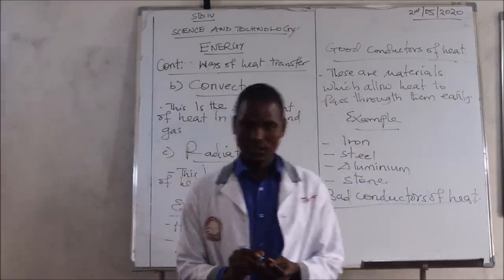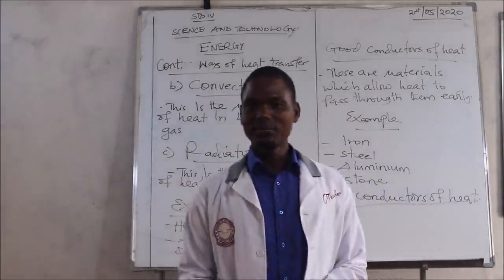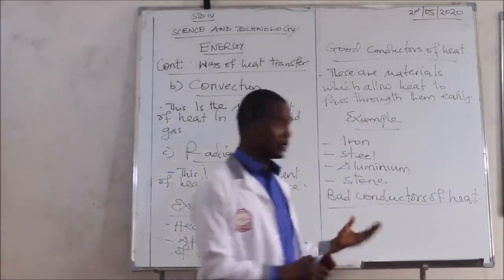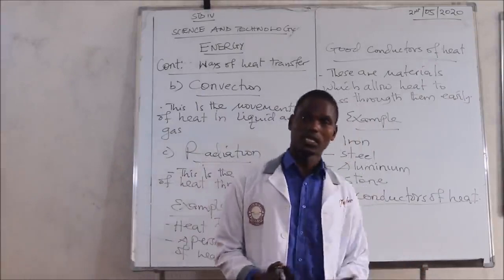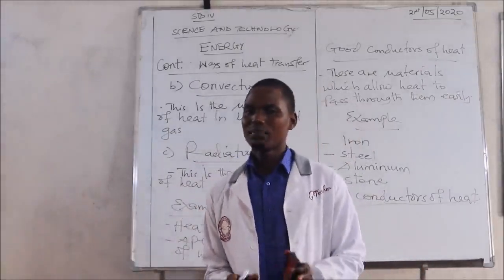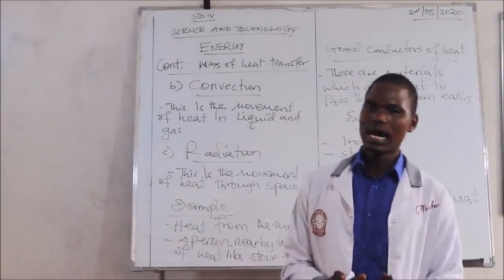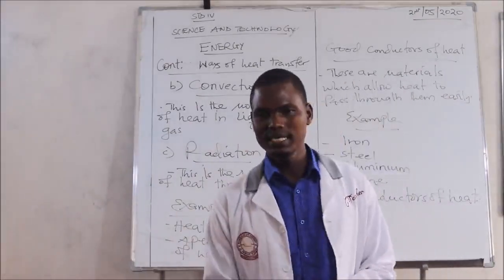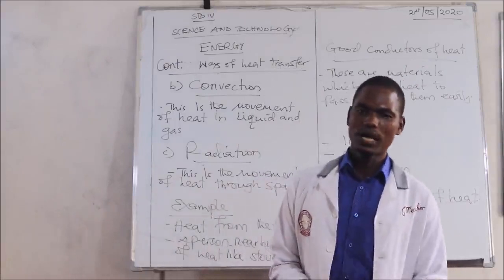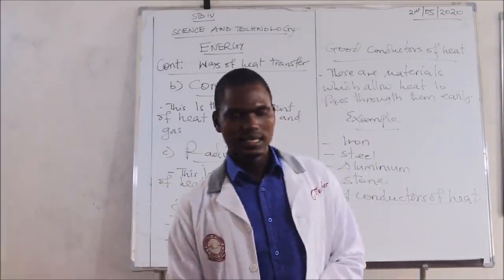Bad conductors. When you hear the word bad, that means there is negativity. So now, just a simple explanation about bad conductors of heat. We say that bad conductors of heat are materials which do not allow heat to pass through them easily. They are materials which do not allow heat to pass through them easily.